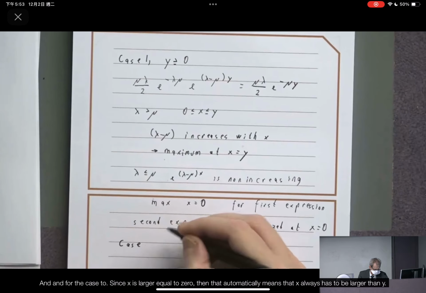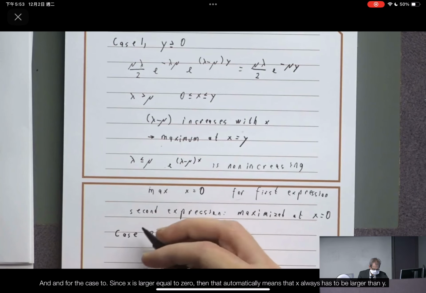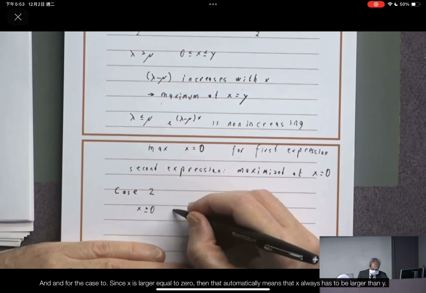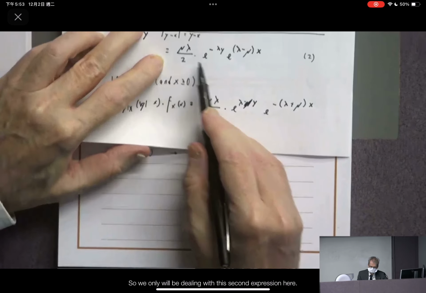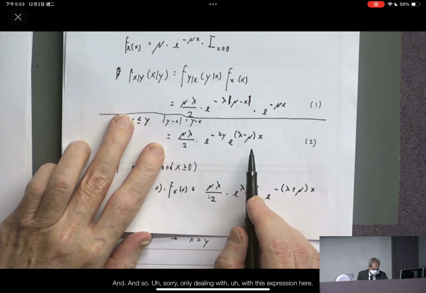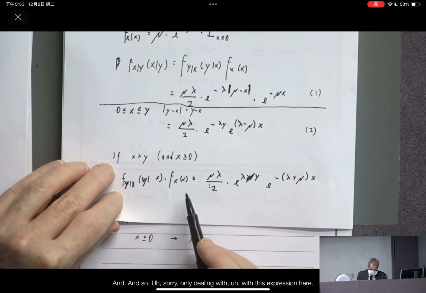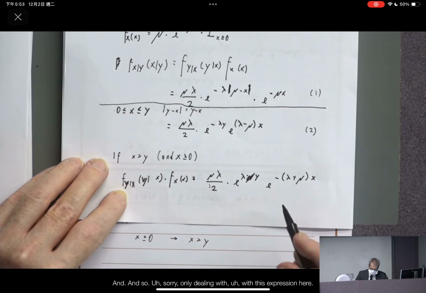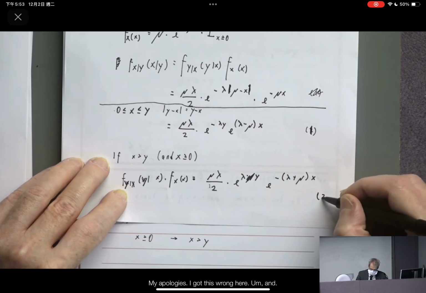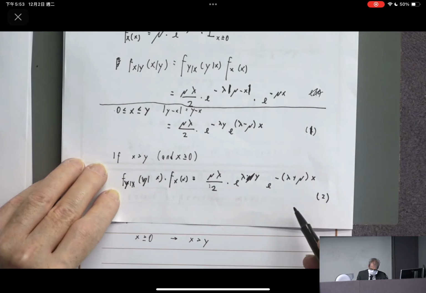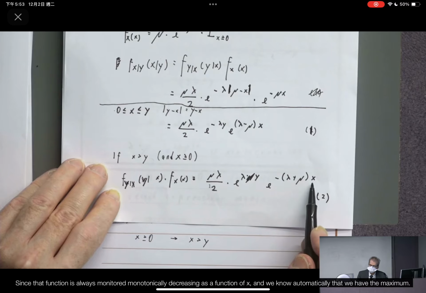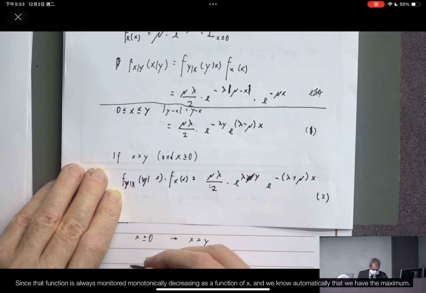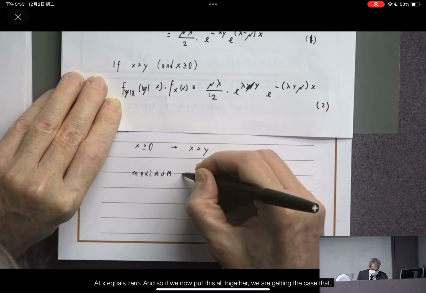And for the case 2, since x is larger or equal to 0, that automatically means that x always has to be larger than y. So we only will be dealing with the second expression here. Sorry, only dealing with this expression here. My apologies, I wrote this wrong here. And since that function is always monotonically decreasing as a function of x, we know automatically that we have a maximum at x equals 0.